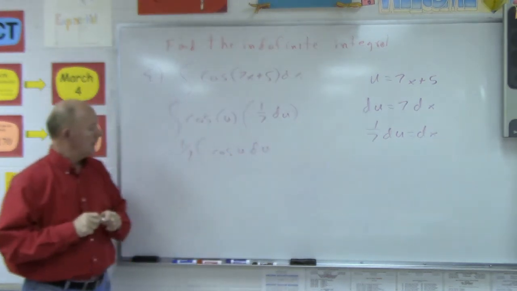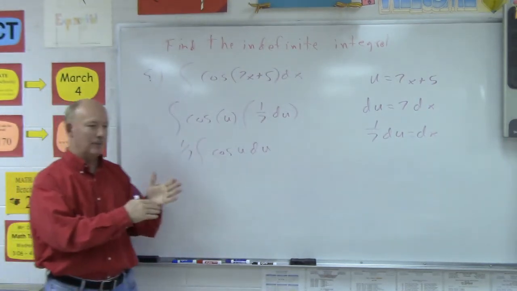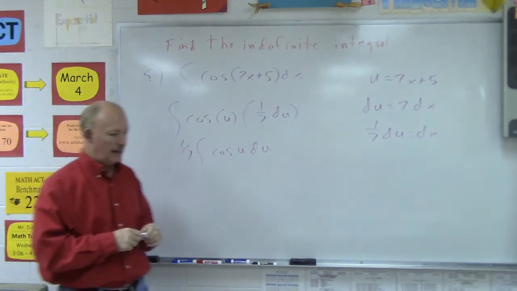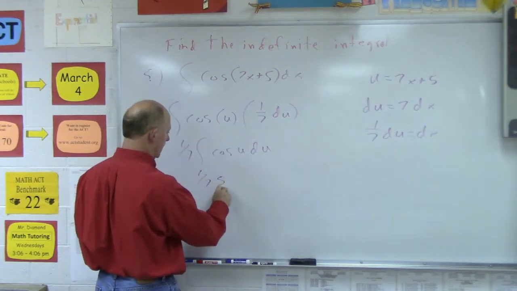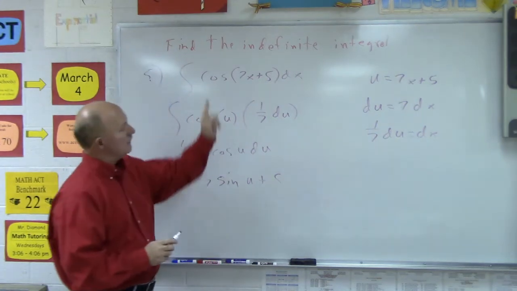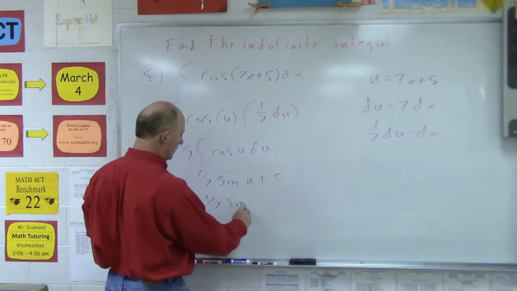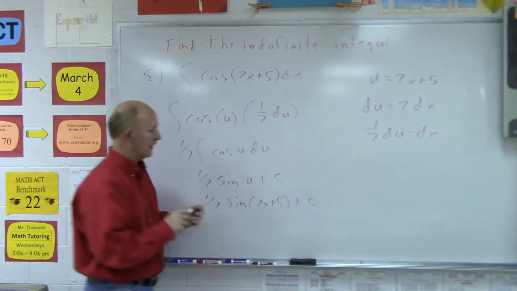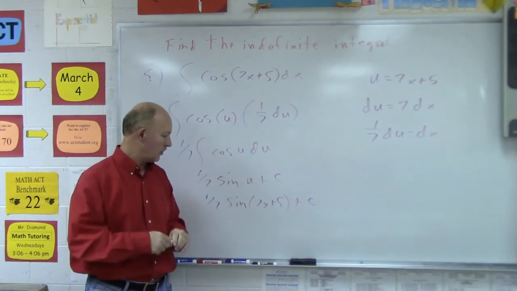Okay, now we've got our integral all in terms of u. We've pulled the 1/7 out, so we've got the integral simplified. That didn't take very much effort really. So let's go and find our antiderivative. Now the antiderivative of cosine is sine, so we have 1/7 sine u plus c. And substituting back in for u, let's take the 7x plus 5 and substitute it back in. So 1/7 times sine of 7x plus 5 plus our constant of integration. So this will be our antiderivative now in terms of x.